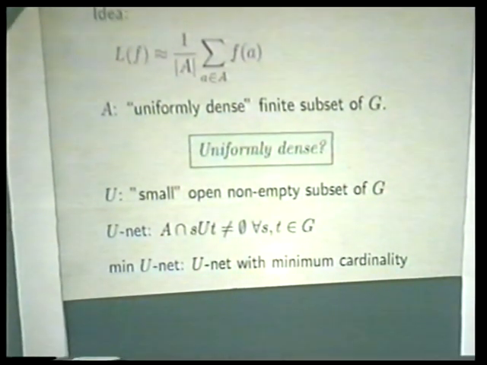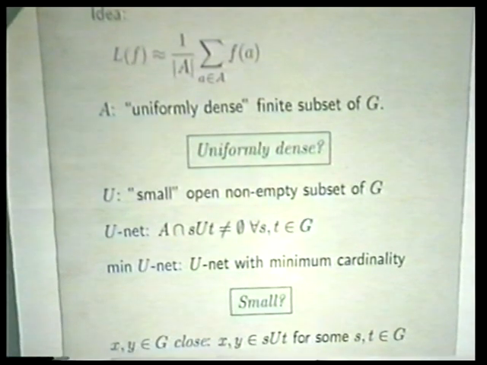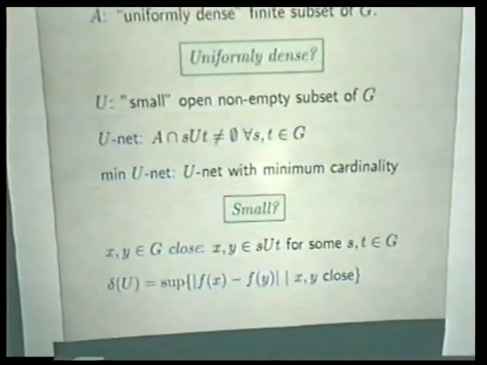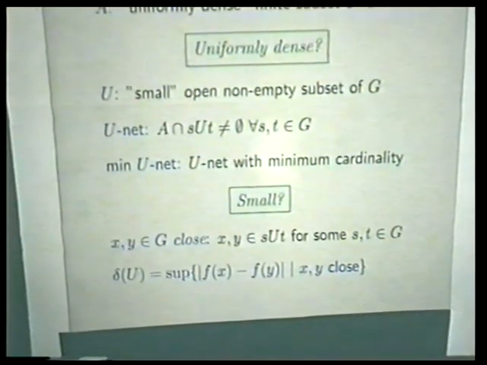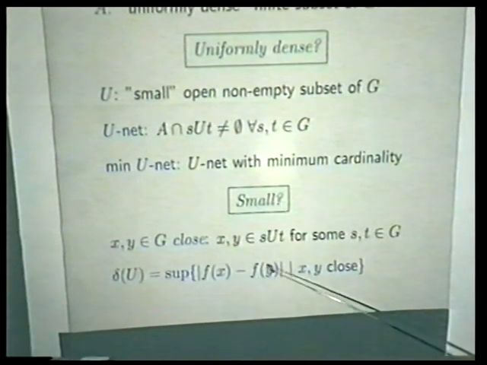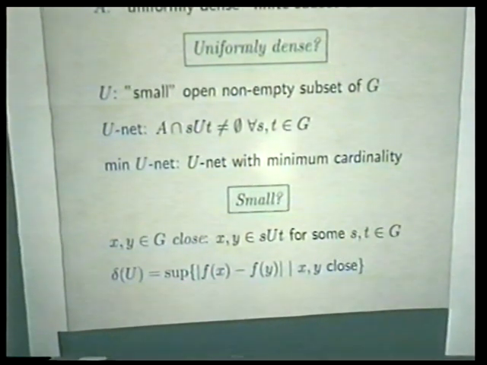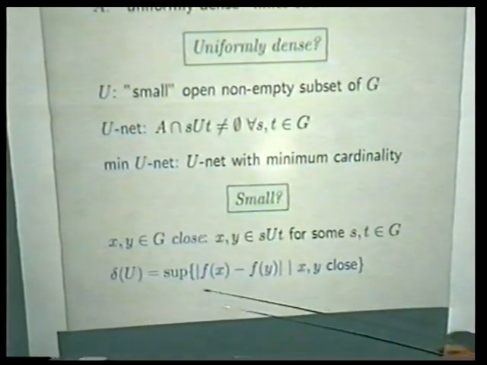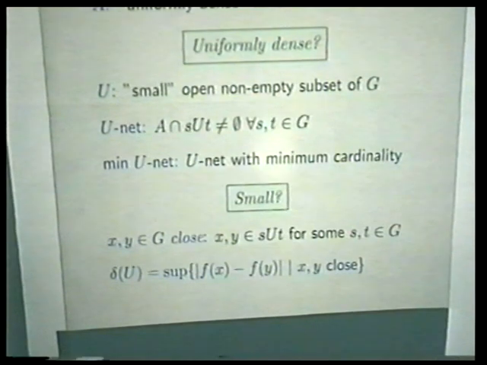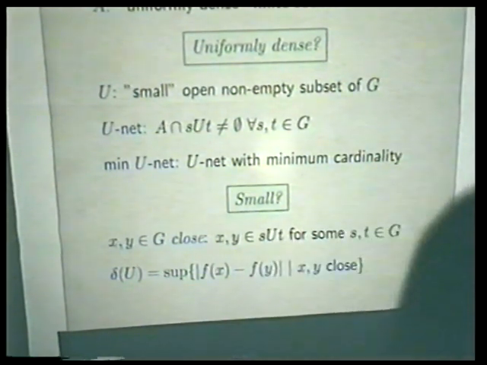Now, I still have to tell you what small means. So here is the definition of small. Call two group elements close if there is a translate of U which contains both of them. And call delta U the maximum variation of a function over a close pair. In other words, it's the maximum variation on translates of U. And so small means that this delta U should be small. And again, it's trivial that such a U can be chosen. So this is the idea.